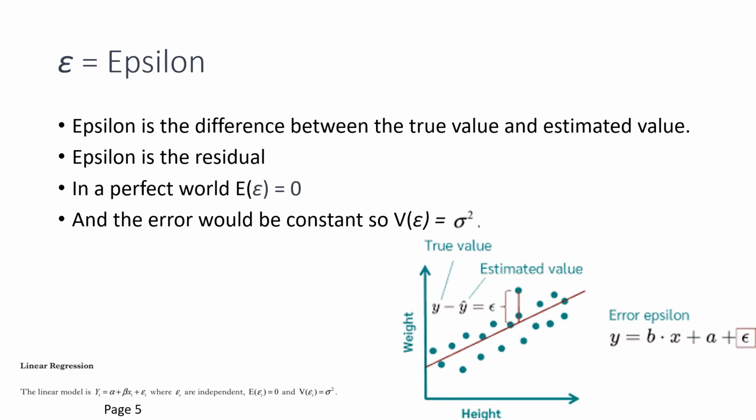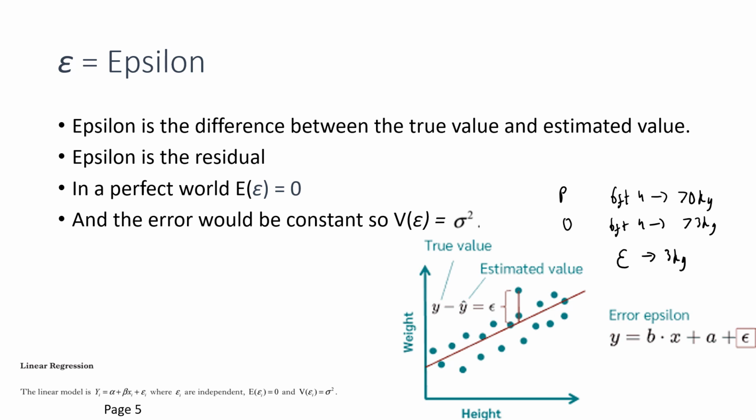Now let's look at epsilon. Epsilon is the difference between the true value and the estimated value, and it's often referred to as a residual. What this means is, here we have a graph comparing weight and height, and we have this linear model which we've implemented. And maybe this linear model says that a person who's 6'4" weighs 70 kilograms, and that would be our predicted value. But our observed value in the scatter plot could have been that a 6'4" person weighs 73 kilograms. So that means our epsilon is 3 kilograms.